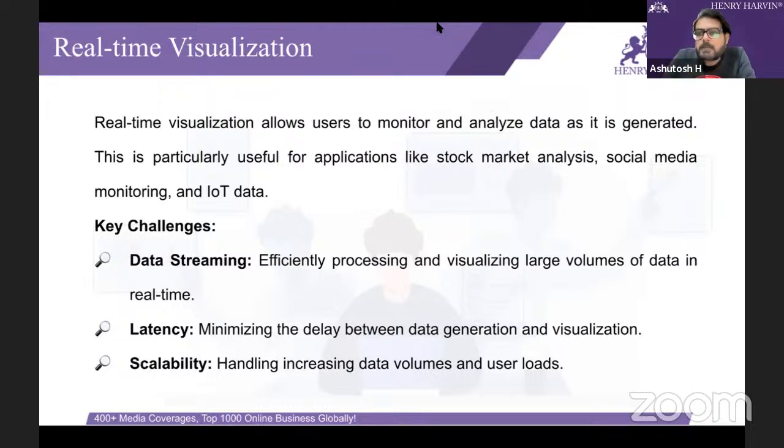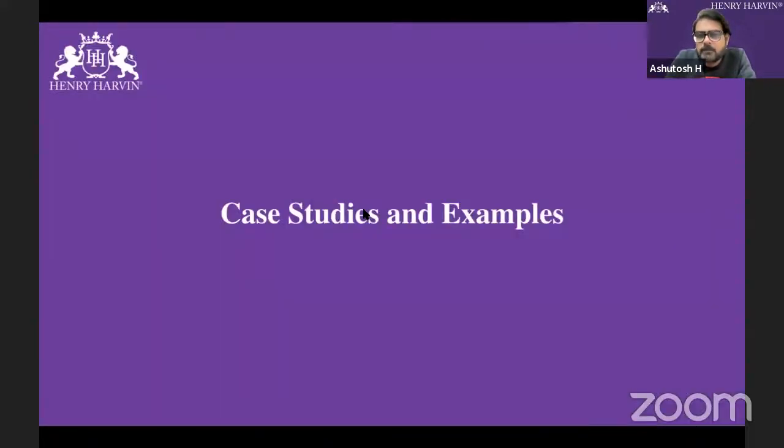This is used in domains like stock market analysis, social media monitoring, IoT data, cricket matches, or the data that is coming from satellites. But there are some challenges also, like data streaming, latency, and scalability. So a few challenges are there.